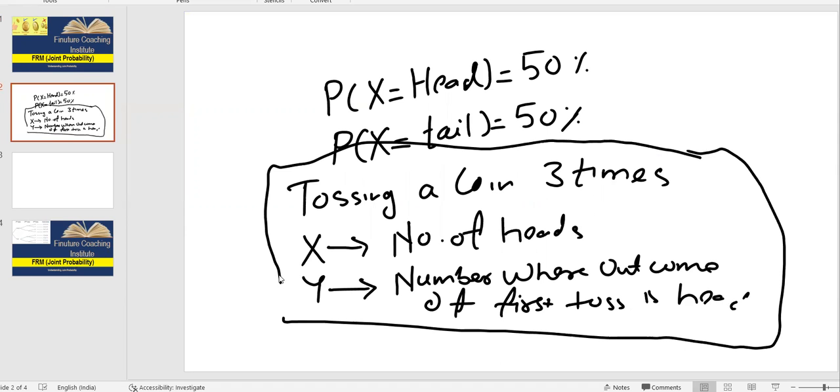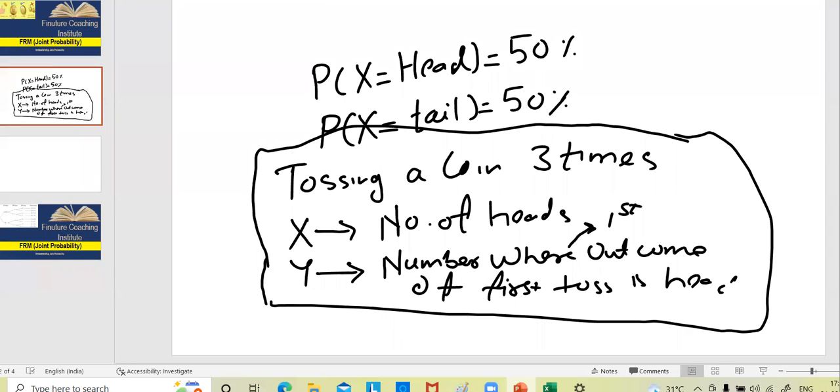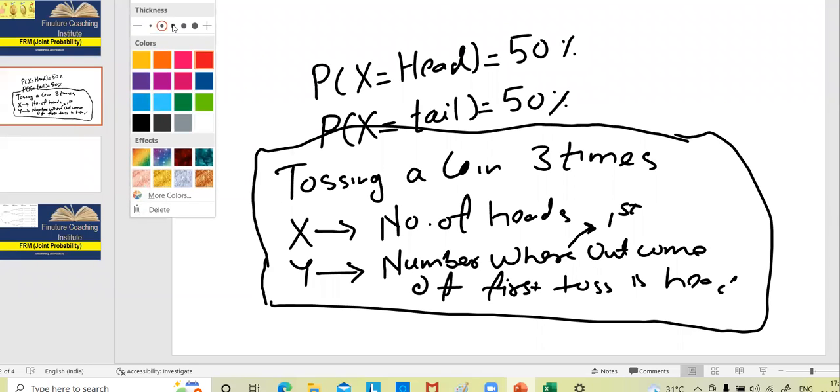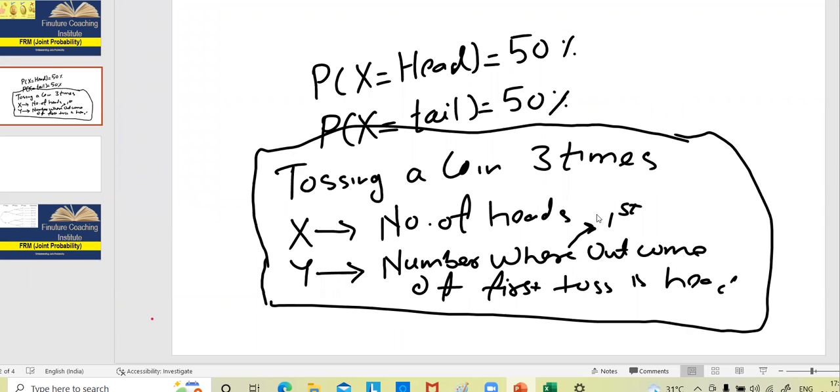So it's slightly tricky. That's where joint probabilities come into the picture. Your x is the number of heads, y is the number where your first outcome is head. So make it an important point. Let me just circle it in red so that you are aware. Your first outcome is head.